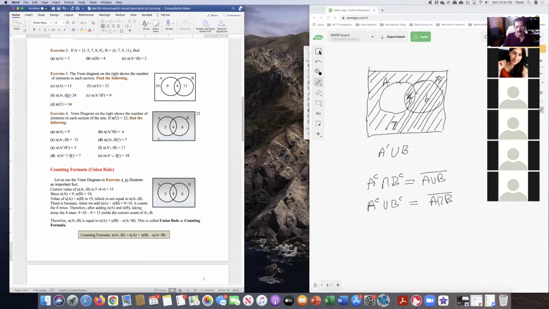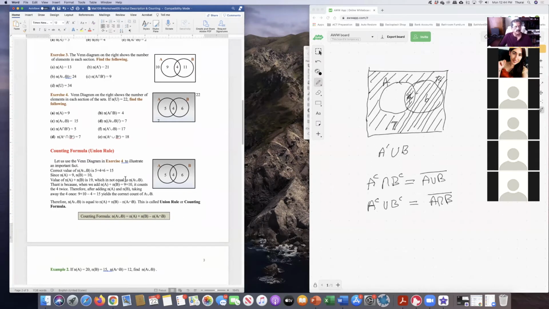Everybody got it, or anybody needs explanation again? I applied De Morgan's law, so it became (A intersection B) complement. So that means everything outside of the intersection. The intersection has 4 elements, so everything outside of that would be 6 and 5 and 7.